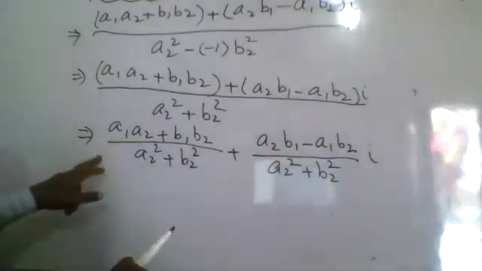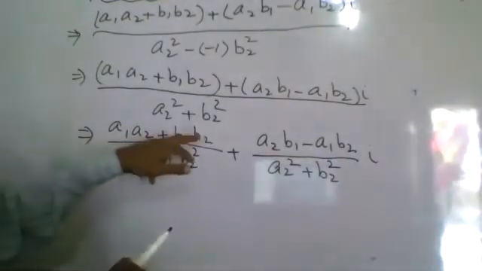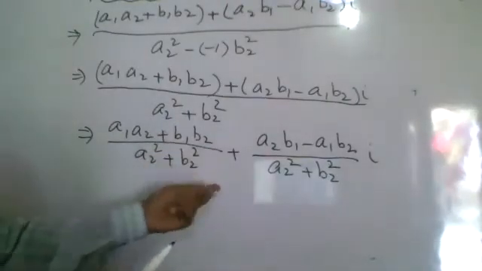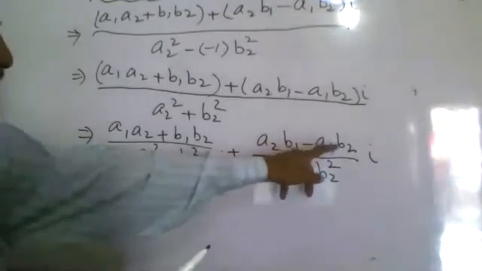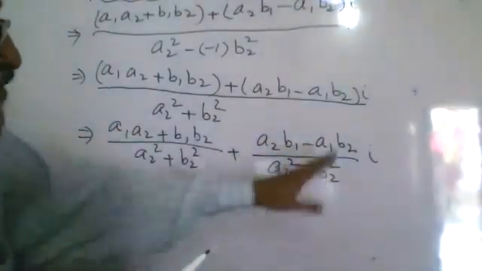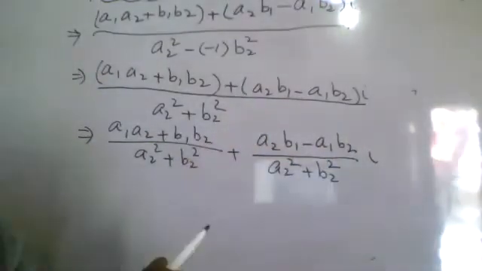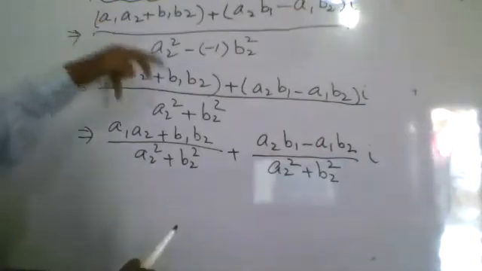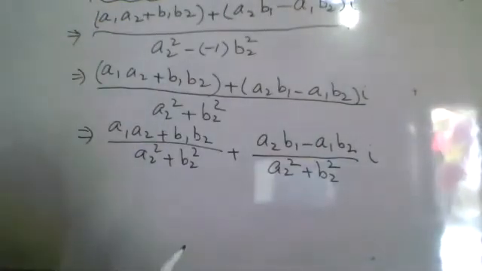Okay. So a1 a2 plus b1 b2 upon a2 whole square plus b2 whole square. This is the real part. a2 b1 minus a1 b2 upon a2 square plus b2 square iota. So if you remove iota, this will be the imaginary part. So in this way, we will do the division of the complex number.